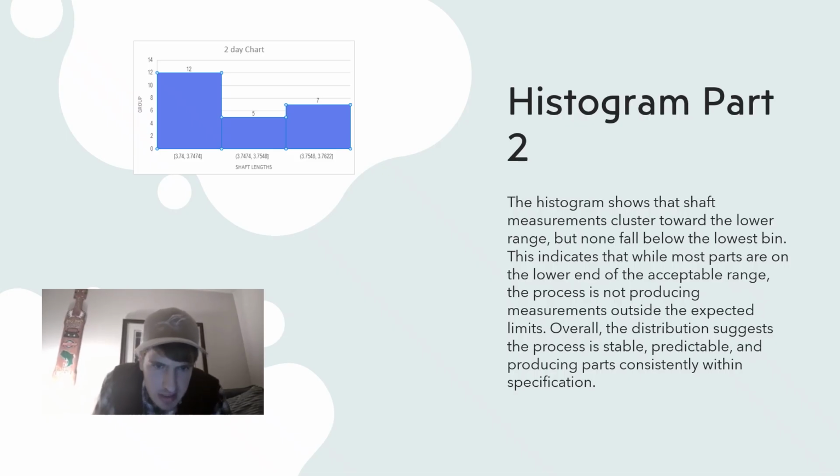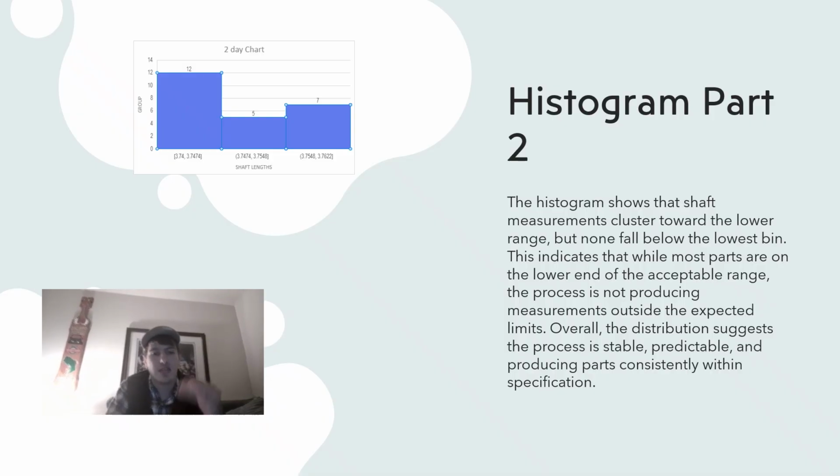So we see it's at 3.74 all the way to 3.75. So that's our 2-day chart for comparing each chart. And we have on the bottom our shaft lengths and our group numbers, and then I have it labeled at the top our 2-day chart. And this is also comparing from day 1's data with day 2's data.